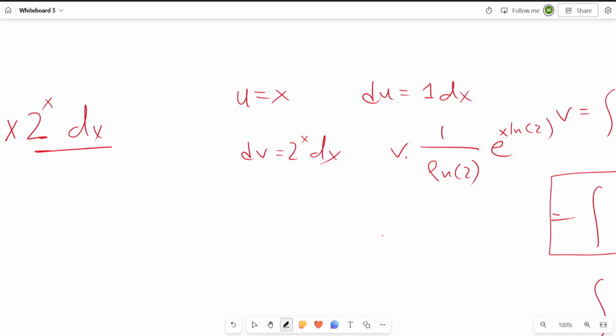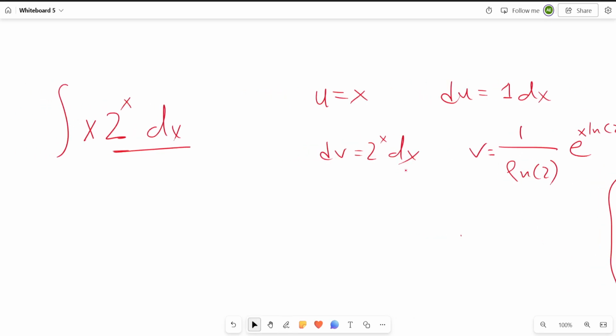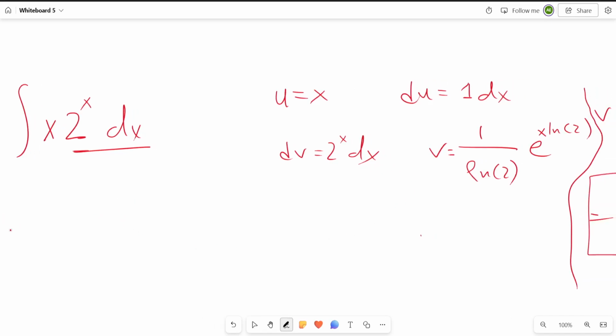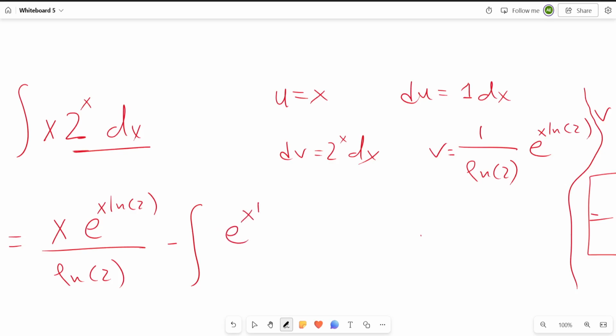So v is equal to this thing over here. So this is v. So let's use our integration by parts formula. So I know that this is equal to uv. So x, which is u, multiply this whole thing. So multiply e to the power of x ln of 2 over ln of 2 minus the integration of v du. So the integration of this whole thing, multiply 1, which is basically the integration of e to the power of x ln of 2 over ln of 2 dx.